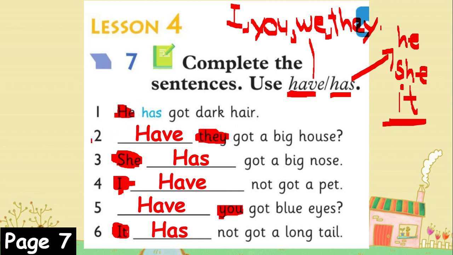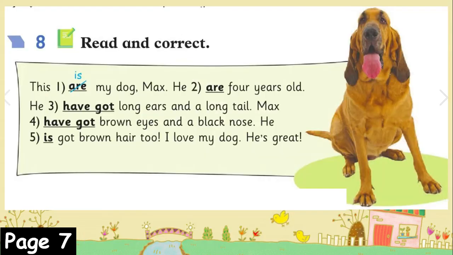So number 1, he has got dark hair. Number 2, have they got a big house? They're asking a question, so the have comes first before the word they. Number 3, she has got a big nose. Number 4, I have not got a pet. Number 5, have you got blue eyes? Asking a question, so the sentence starts with have. And number 6, it has not got a long tail. So those are your lesson 4, activity 7, page 7.